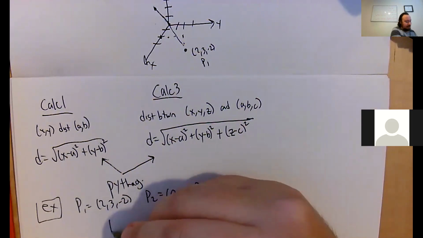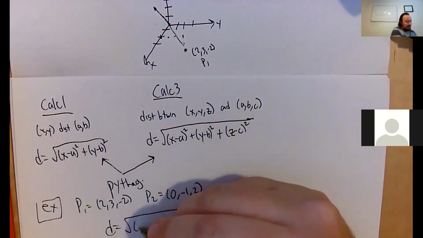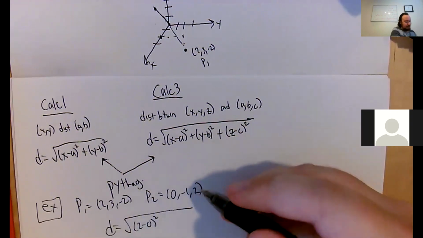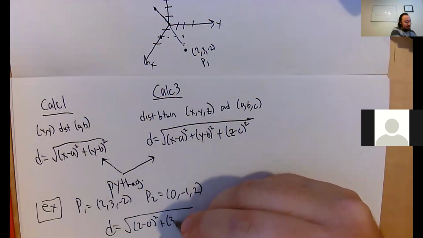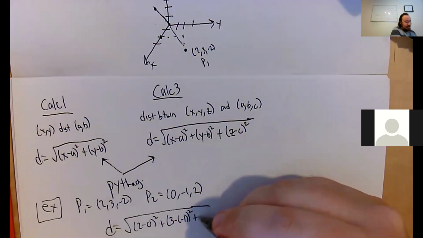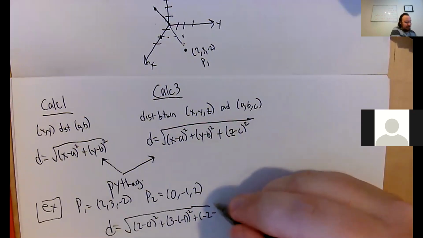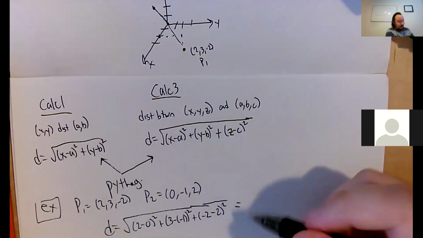All right, so if we want to find the distance d between them, well, we do this coordinate minus this coordinate, so 2 minus 0, we square it. We do 3 minus -1, so that's going to be 3 minus -1 squared. And then we have -2 minus 2, and that will be squared. All right, well, let's see here.